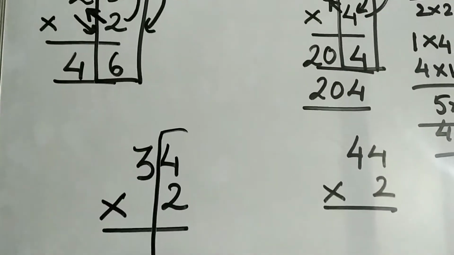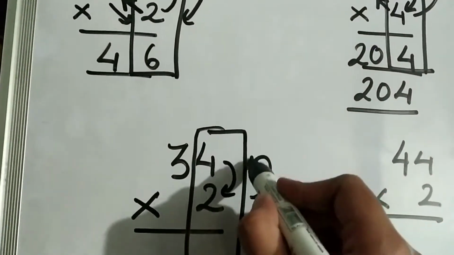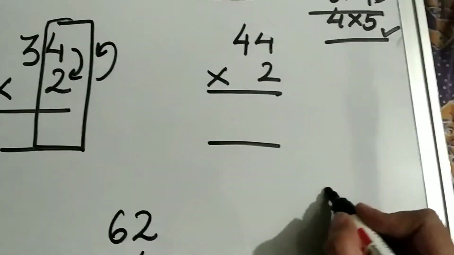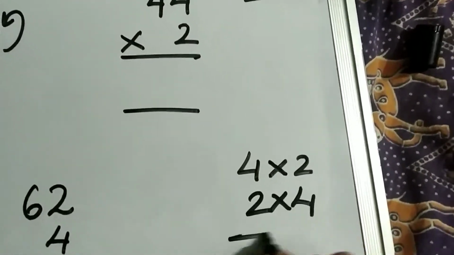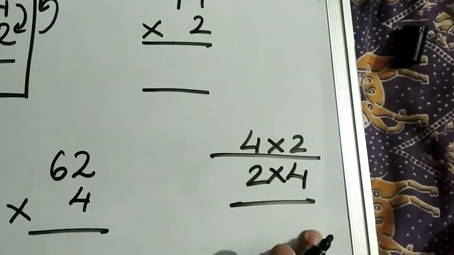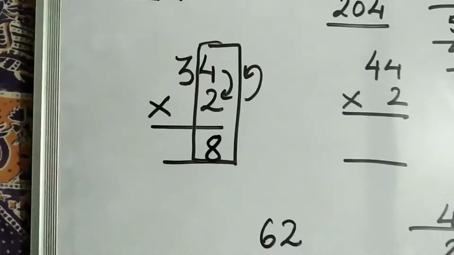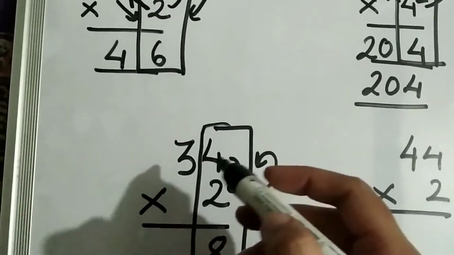Again we are going to take this part of the question, 4 into 2, 2 into 4. Both ways are correct. I am writing it so that it is easy. You all know 4 twos are 8, 2 fours are 8. So the answer over here will be 8. And then we are going to move diagonally.